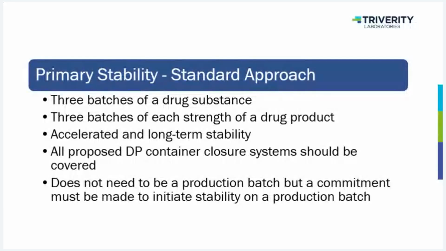We're going to talk now about primary stability. And primary stability, again, are the lots that you put up to support your application. The standard approach for primary stability is you need to have 3 batches of your drug substance, and then you need to have 3 batches of each strength of your drug product. You need to evaluate accelerated and long-term stability, and all of your drug product container closure systems need to be represented. You don't have to have 3 lots of every drug product container closure system, but you need to make sure that every size is covered in your stability.